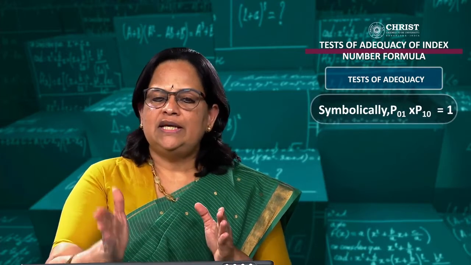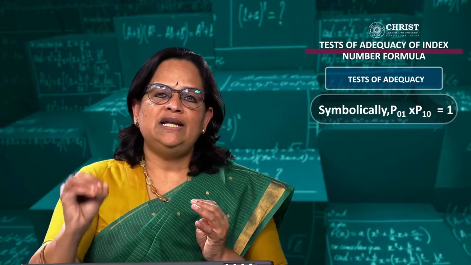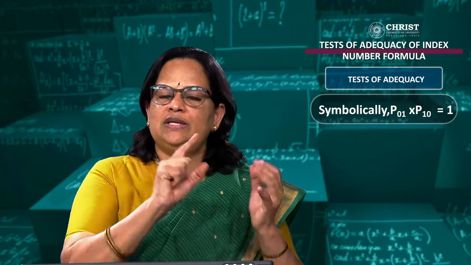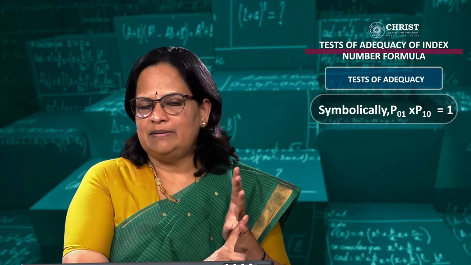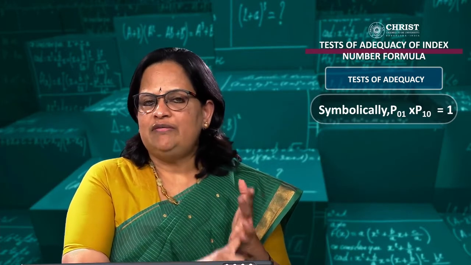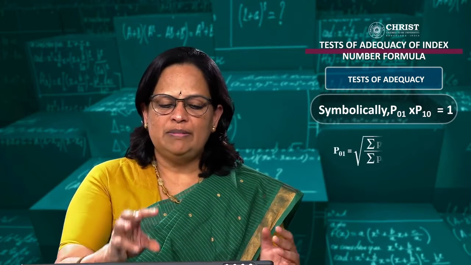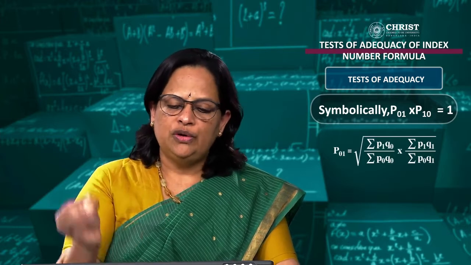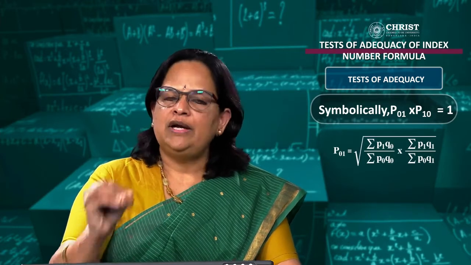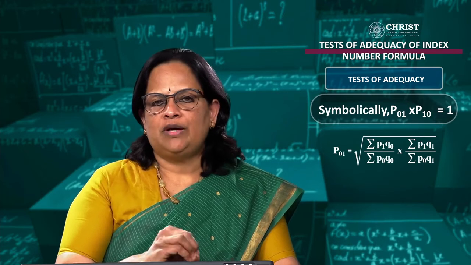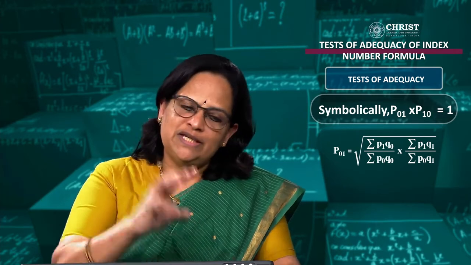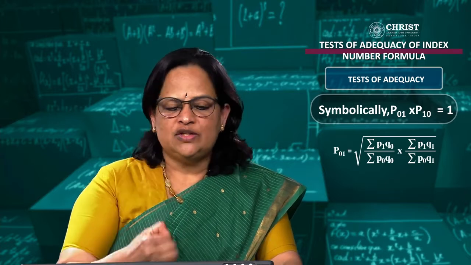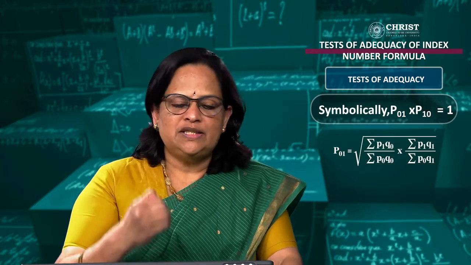Let us see how Fisher's ideal index satisfies this. For P01, first 2020 we are taking as the base year and 2021 as the current year. The equation will be the square root of sigma P1 Q0 divided by sigma P0 Q0 into sigma P1 Q1 divided by sigma P0 Q1. Now what we are going to do is change that. 2020 is our current year and 2021 is our base year. Now how will we change this equation?